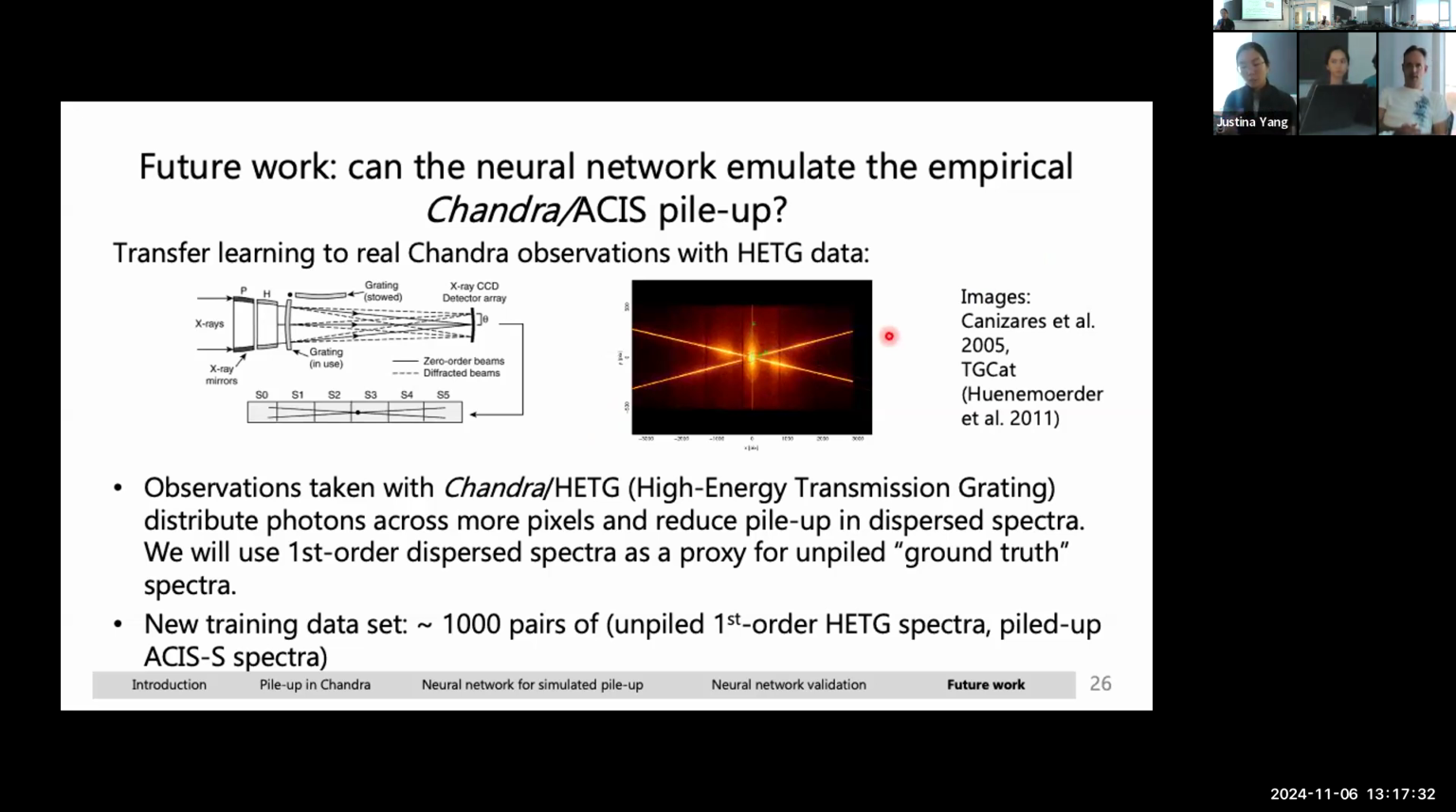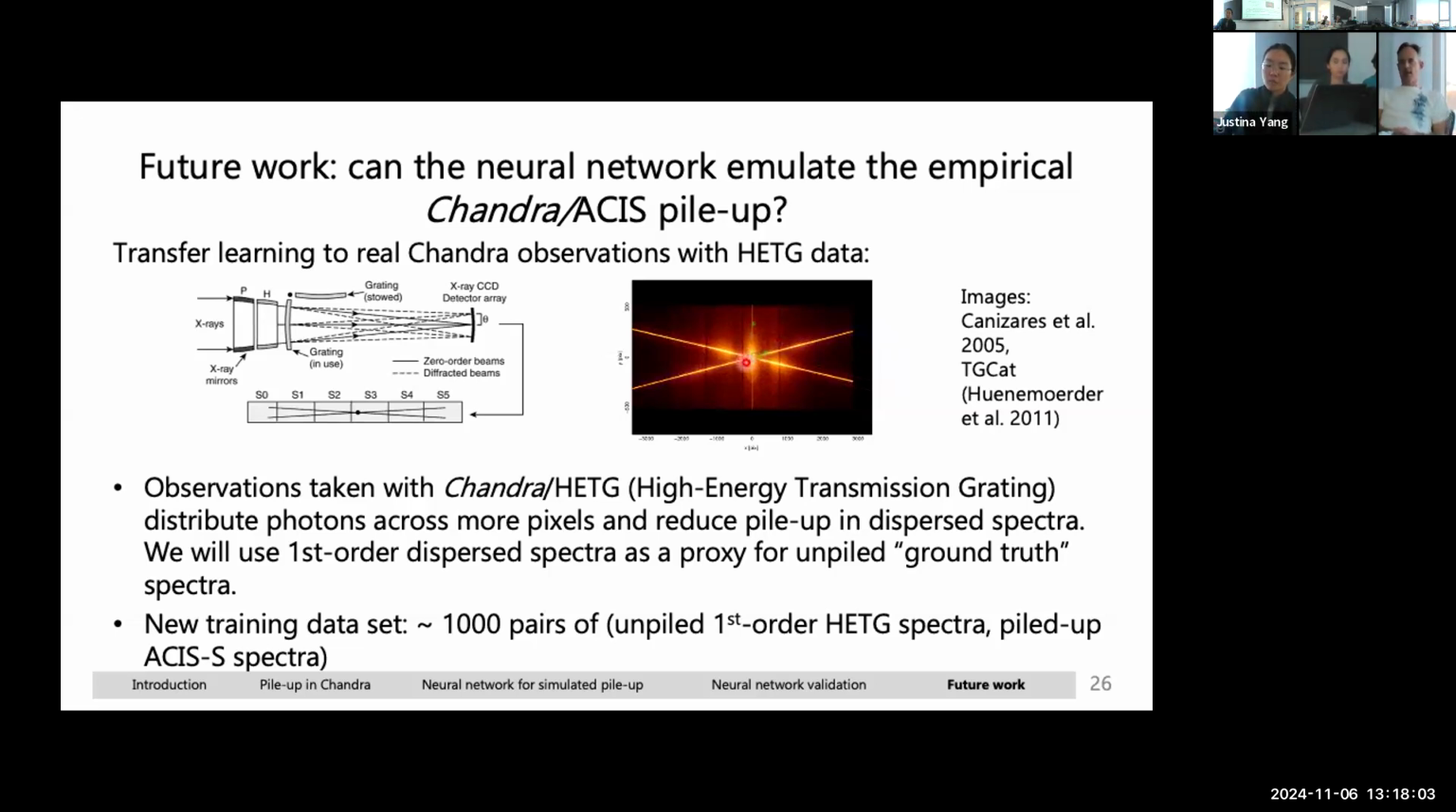After some processing, knowing that we have to adapt the HETG observations to have the same ARF and RMF as the type of spectra that I was showing earlier, we should be able to build a training data set of unpiled dispersed spectra and also piled up spectra, which would just be obtained from the 0th order image of the source.